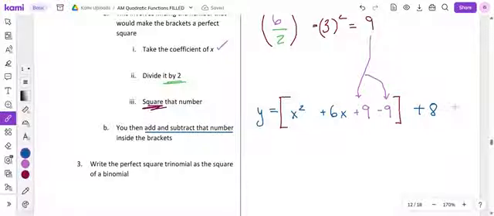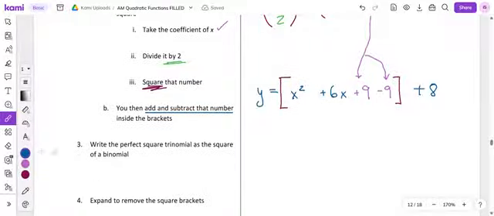So let's just pause on this little piece. You still might not know why we're doing it, but tell me why I did +9 and -9. Yeah, that's right. If I just add 9 to the right side of the equation, I'm actually changing the equation. I'm not allowed to do that. So in order to not change the equation, I have to add the positive and the negative of that new number. Okay. Now, why did I do this at all? It's because of my PST. Write the perfect square trinomial as the square of a binomial.